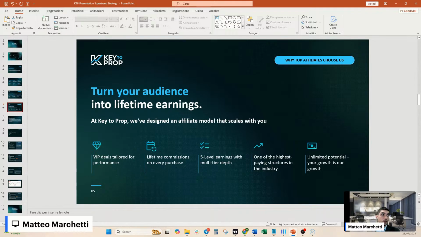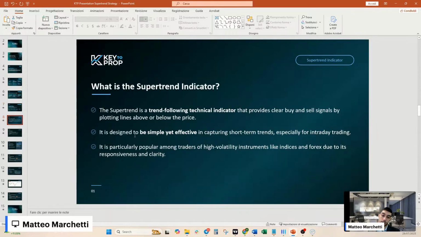Now, I would say let's start with the discussion of the main topic we have today, which is not the SuperTrend indicator itself, but the SuperTrend strategies that use the SuperTrend indicator. In this presentation, you will find a couple of slides about the SuperTrend indicator, because I don't know how many of you are aware of this indicator, or how many of you use it in your day-to-day trading activity.